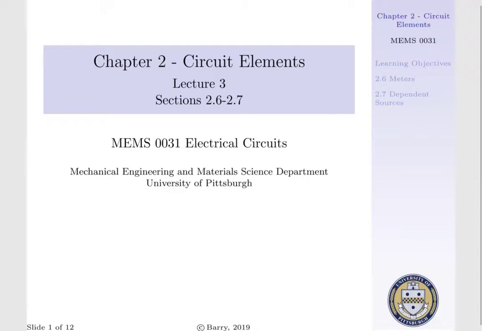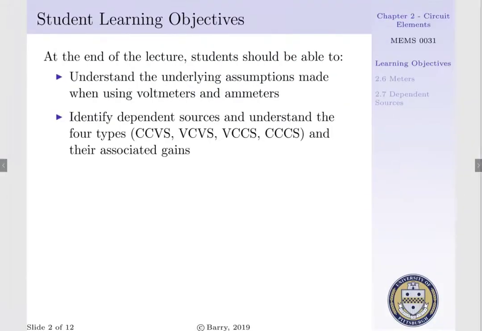Today in Lecture 3, we will cover sections 2.6 through 2.7. At the end of today's lecture, you should be able to understand the underlying assumptions made when using both voltmeters and ammeters, as well as identify dependent sources and understand the four types of dependent sources: current-controlled voltage sources, voltage-controlled voltage sources, voltage-controlled current sources, and current-controlled current sources, and quantify their gain.